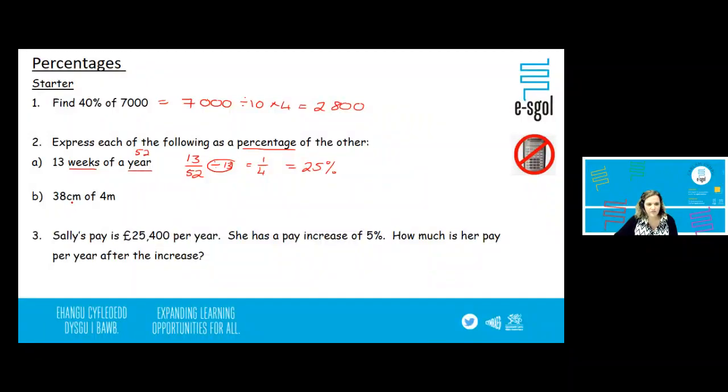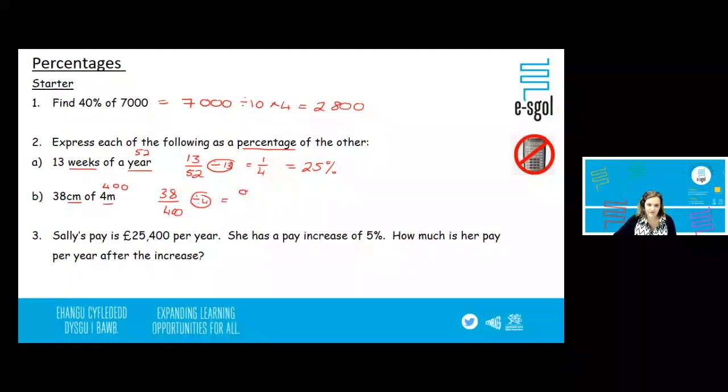For part B, again, we've got different units. We've got centimetres and metres. So we're going to do this in centimetres. We always go for the smaller unit. So the 4 metres is going to be 400. There's 100 centimetres in a metre. And we're going to start by writing that as a fraction. So 38 over 400. And we're going to get this denominator to be 100 by dividing by 4. And that goes for the numerator as well.